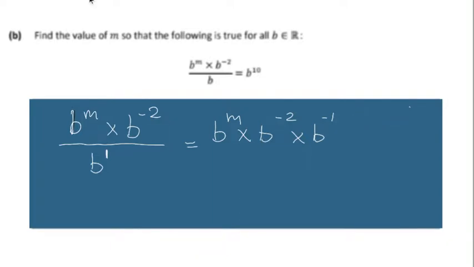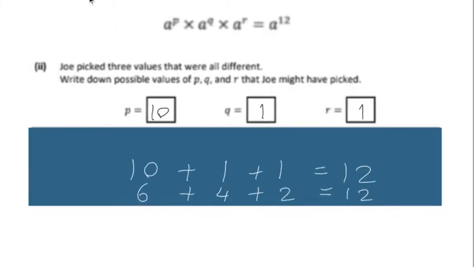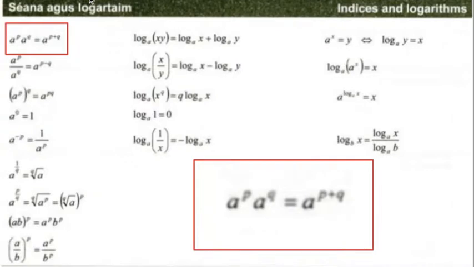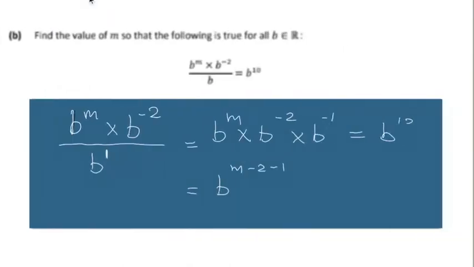Alright, so now we have the series. There's one more step now with the algebra. We have to combine everything together and then set it equal to 10. So let's combine it all together. So therefore we will have m minus 2 minus 1. So b to the power of m minus 2 minus 1. And you can see we're using this rule again, where we have the powers in series. And that's equal to b to the power of 10.